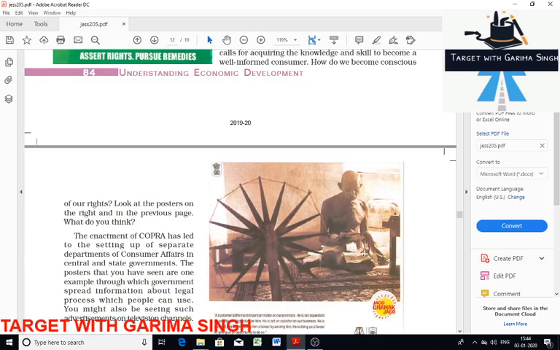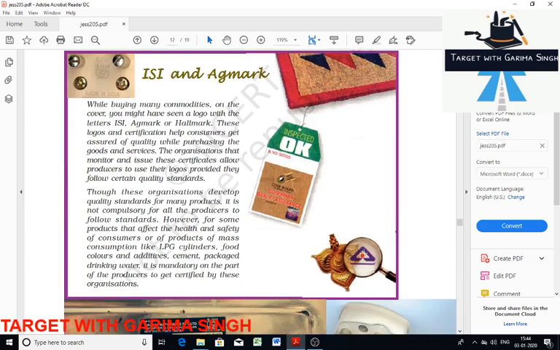What are the duties of a consumer? Purchase quality marked products such as ISI, Agmark, etc. Ask for a cash memo for the item purchased whenever possible, and complain for genuine grievances. Consumers must know their rights and must exercise them.